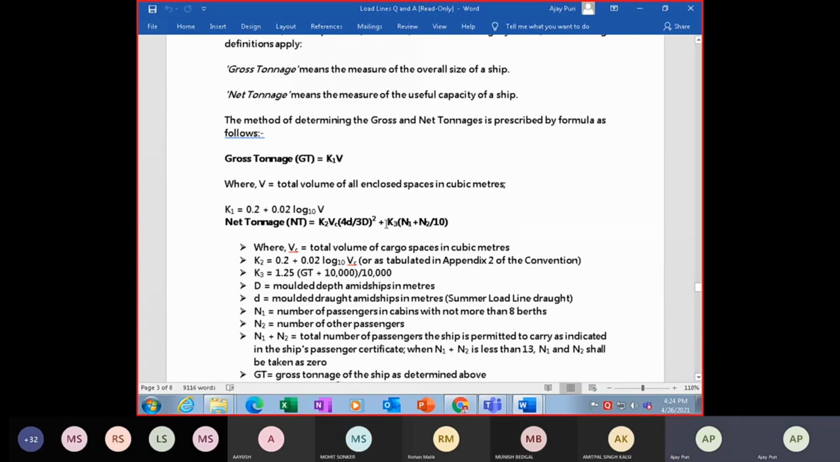Plus K3 N1 plus N2 by 10. So N1 plus N2 by 10 आ गया. So N1 is number of passengers in cabin, not more than 8 berths, and N2 is number of other passengers, because agar passengers are less than certain numbers, you will take this figure as 0. We'll come to that. Number of passengers less than 13, N1 plus N2, then this will become 0.